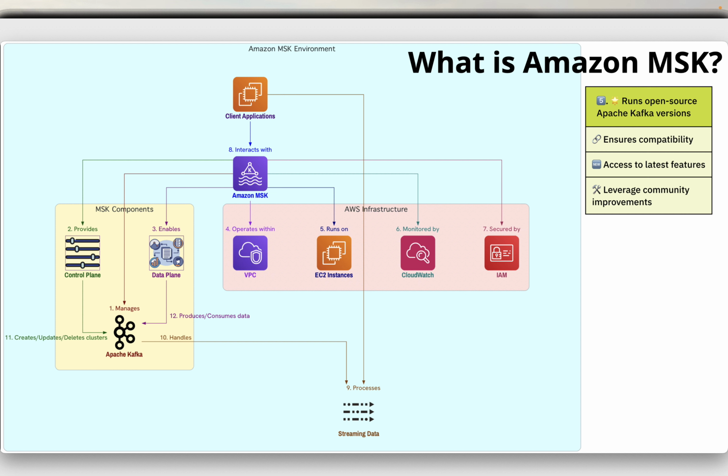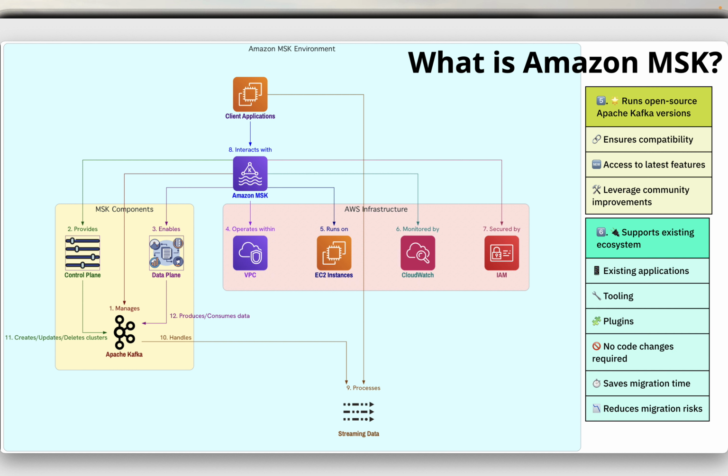Amazon MSK uses open source versions of Apache Kafka. This ensures compatibility with the broader Kafka ecosystem and allows you to leverage the latest features and improvements from the open source community. Because Amazon MSK runs open source Kafka, it supports existing applications, tooling, and plugins from both partners and the Apache Kafka community. This means you can migrate existing Kafka-based applications to Amazon MSK without needing to change your application logic, saving time and reducing migration risks.